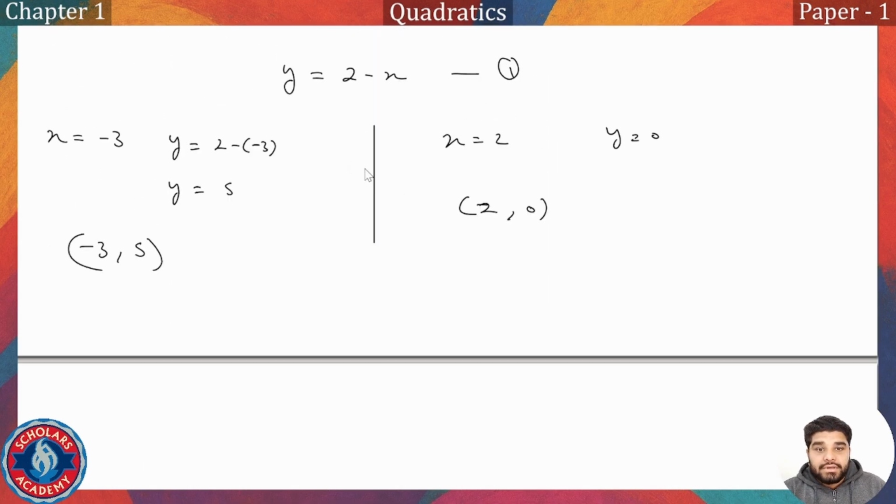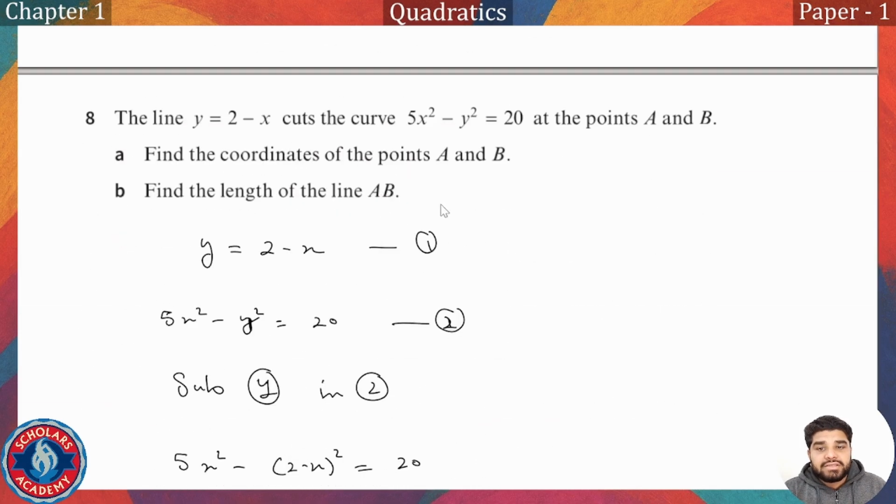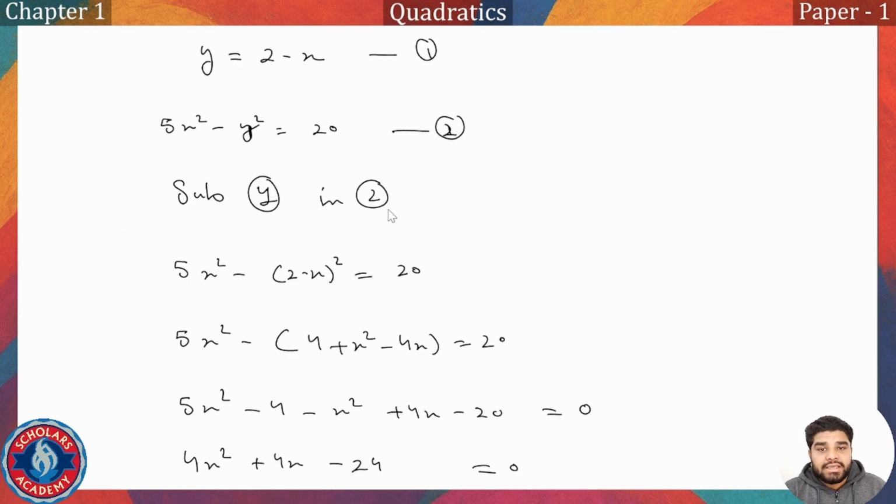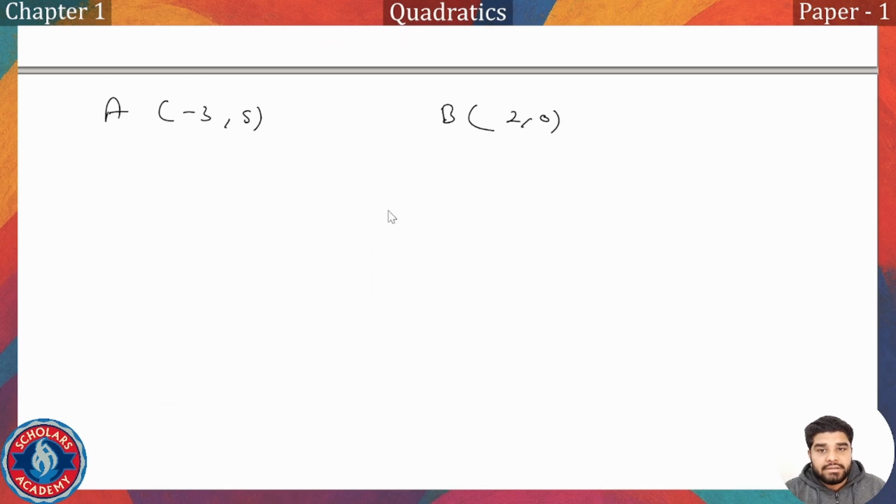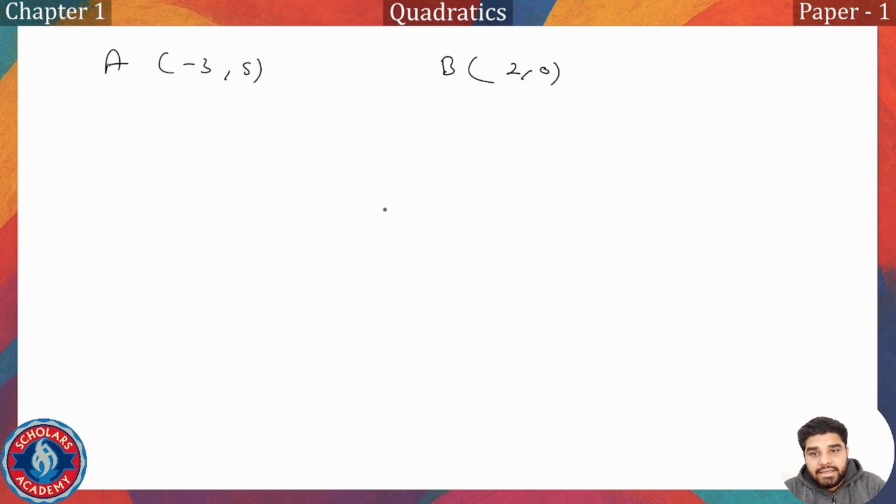So now let us mark this as point number A. So A is negative 3 comma 5, and let us mark B as 2 comma 0. Now, part B says we need to find the length between A and B. So let's complete that. So length between A and B.